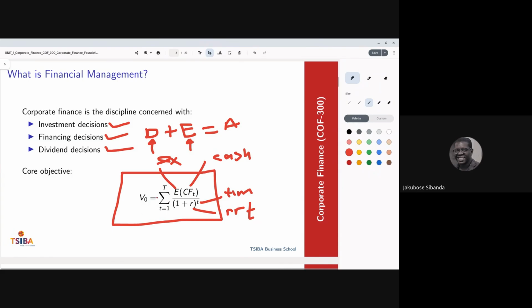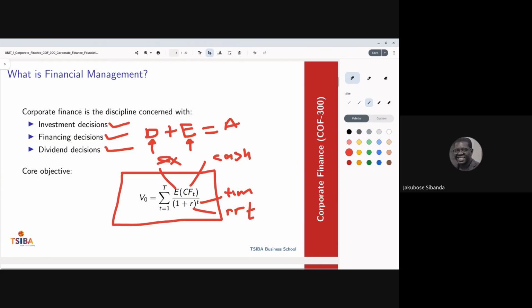So when you invest, you are expected to generate cash flows in the future. But we discount those cash flows. That's why we are saying 1 plus R to the T. If the cash flows are in year 1, it means the T becomes 1. If your cash flows are in year 2, it means your T becomes 2. And then you discount all that. That is the core objective. Let's hope as we continue in the lesson and with the module, it's going to become clearer and clearer.